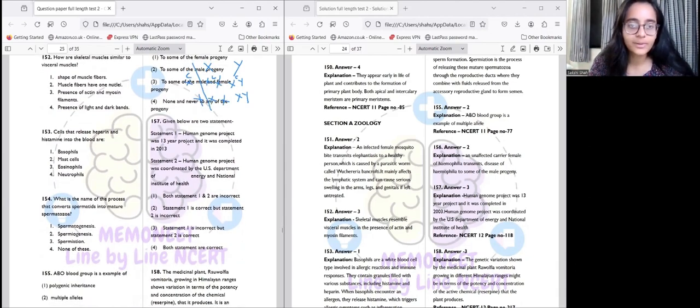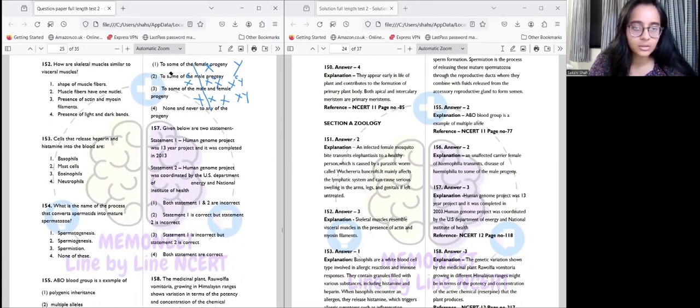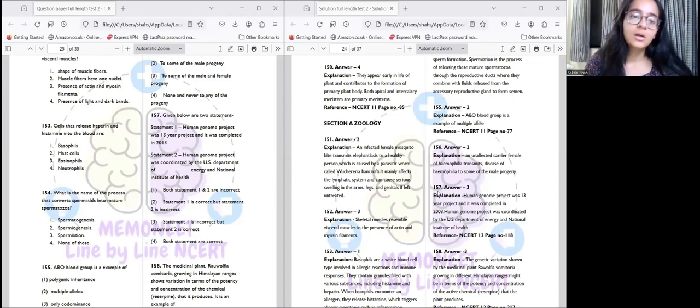So now for question number 157, we have two statements. Statement 1 is Human Genome Project was a 13-year project and was completed in 2013. Statement 2 is Human Genome Project was coordinated by the US Department of Energy and National Institute of Health. So this is an NCERT statement. I'll be reading it out from the explanation and let's correlate.